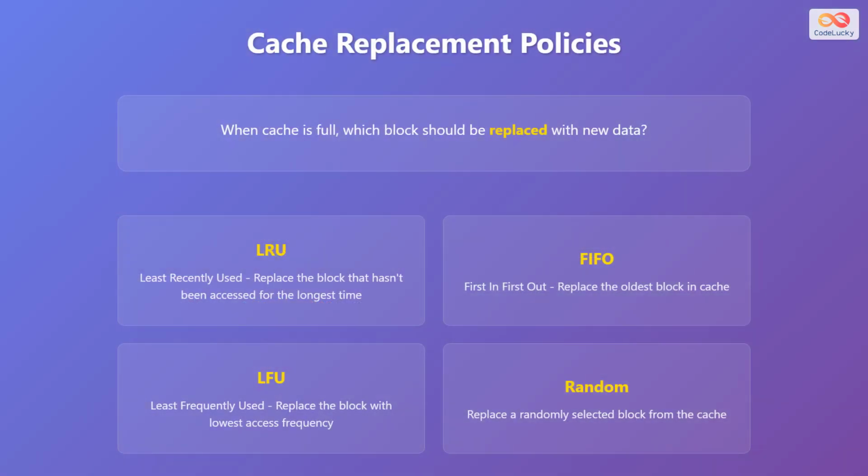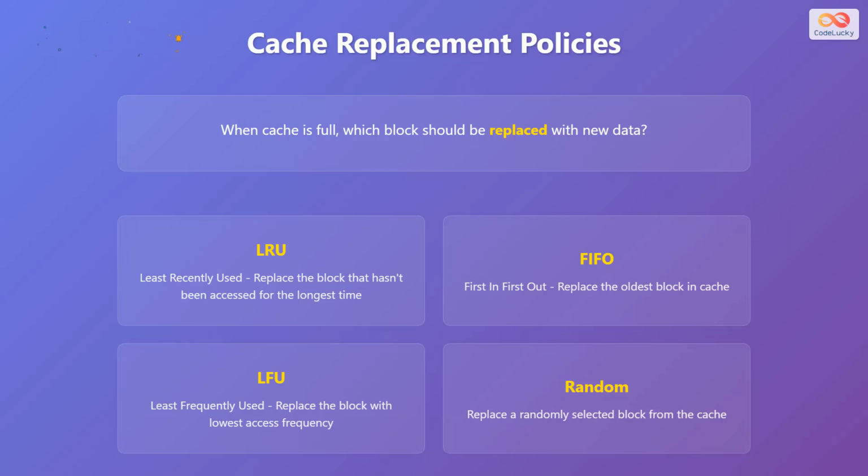Let's shift our focus to cache replacement policies. When the cache is full, a decision has to be made regarding which block should be replaced with new data. The different types of policies are least recently used, also known as LRU, first in first out, also known as FIFO, least frequently used, also known as LFU, and random.